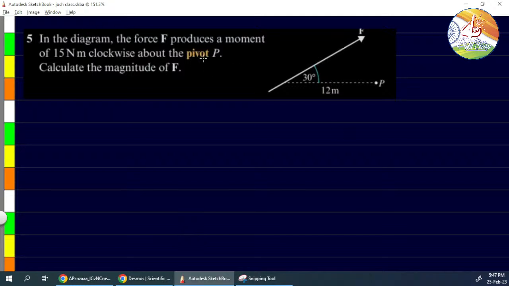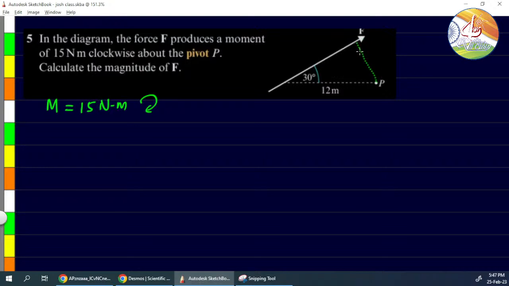In the diagram, force F produces a moment of 15 Newton meter. So now here the moment is given to us. Moment is given to us as 15 Newton meters in clockwise direction. So find the magnitude of F. Once again we have two options here.